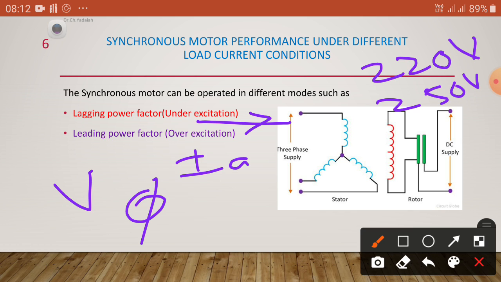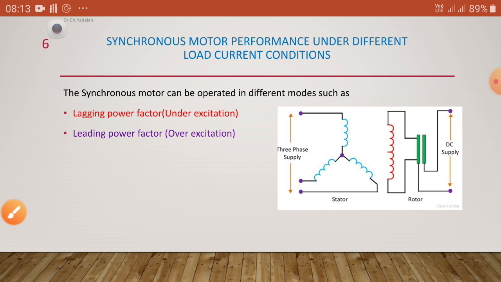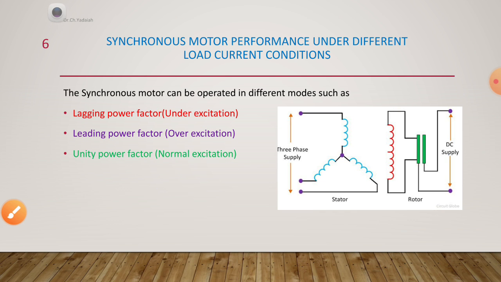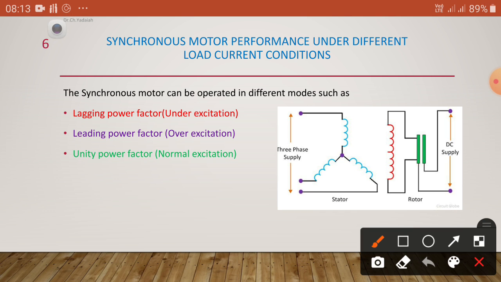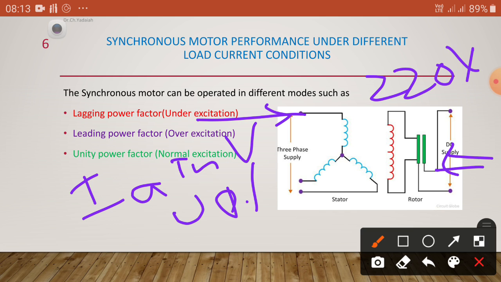So, what will happen? Once the armature current is leading, and other motors connected to the same supply have a lagging power factor, overall the power factor of the system increases. That is why the synchronous motor is used in industry to improve the power factor. Now, the third case, unity power factor under normal excitation. In this case, I will give the DC supply at the normal value. Then the armature current is in phase with the applied voltage. That is UPF, unity power factor.